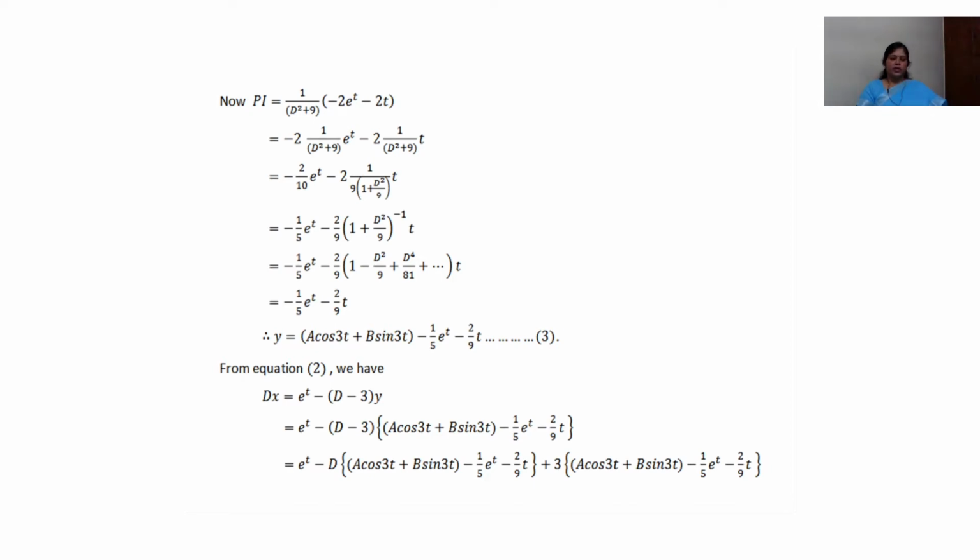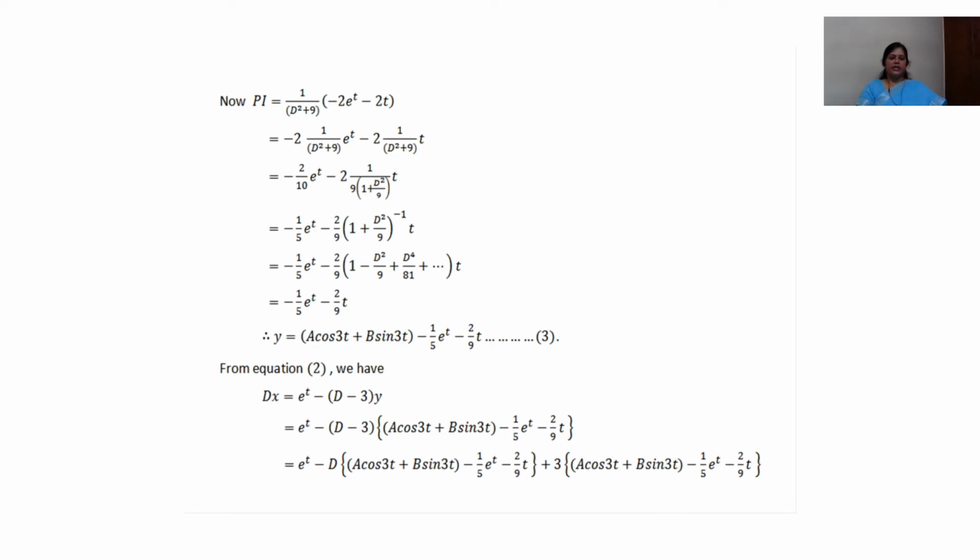So the first term is e to the power at form, it is there. The second one is a polynomial equation. So we have to use particular integral type 1 as well as particular integral type 3. For the first term we use type 1, for the second term we are using type 3. So the first term becomes minus 2 by 10 into e to the power t. Here e to the power t means a value is 1.